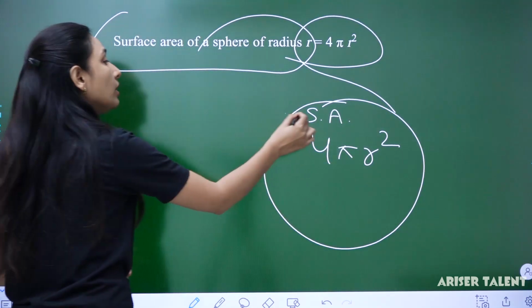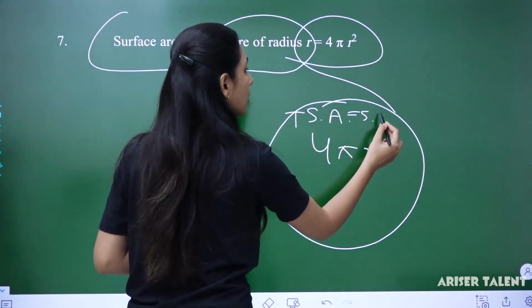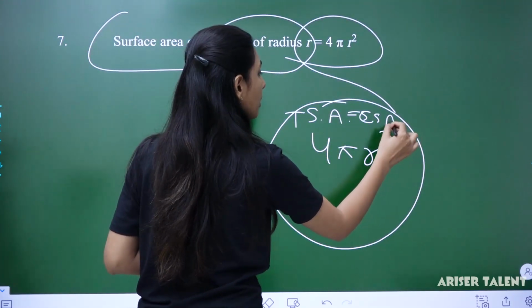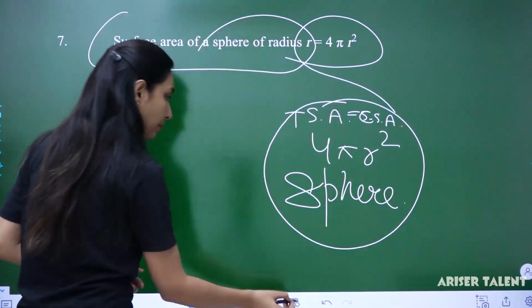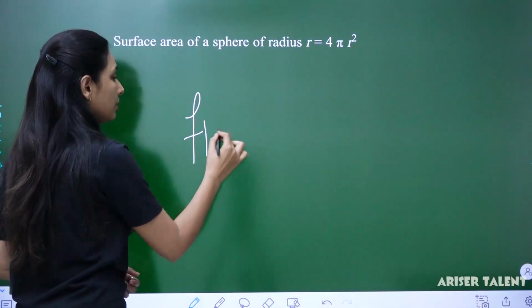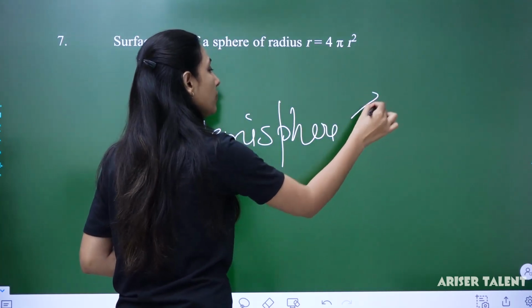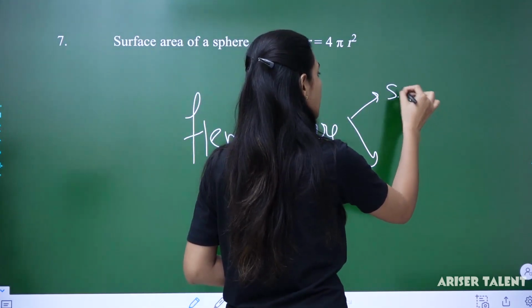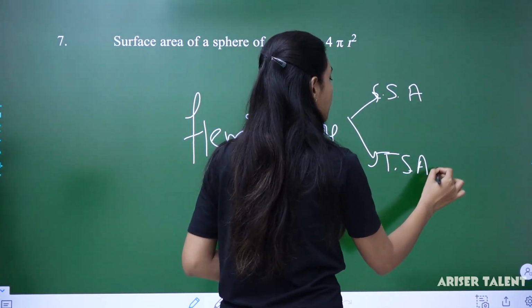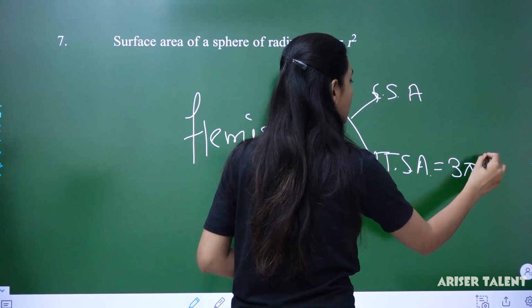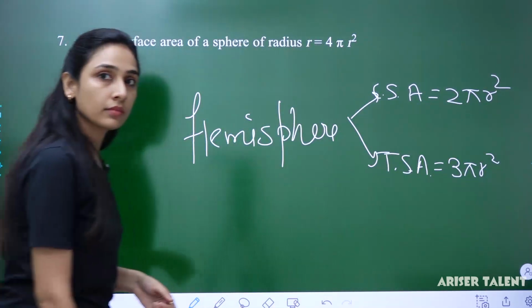Okay, this is the total surface area. Total surface area is also the curved surface area. Curved surface area. We are talking about sphere, right? But when we talk about hemisphere, it's having two areas, the curved surface area and the total area. The total surface area is 3 pi r square and the curved surface area is 2 pi r square. Understood?